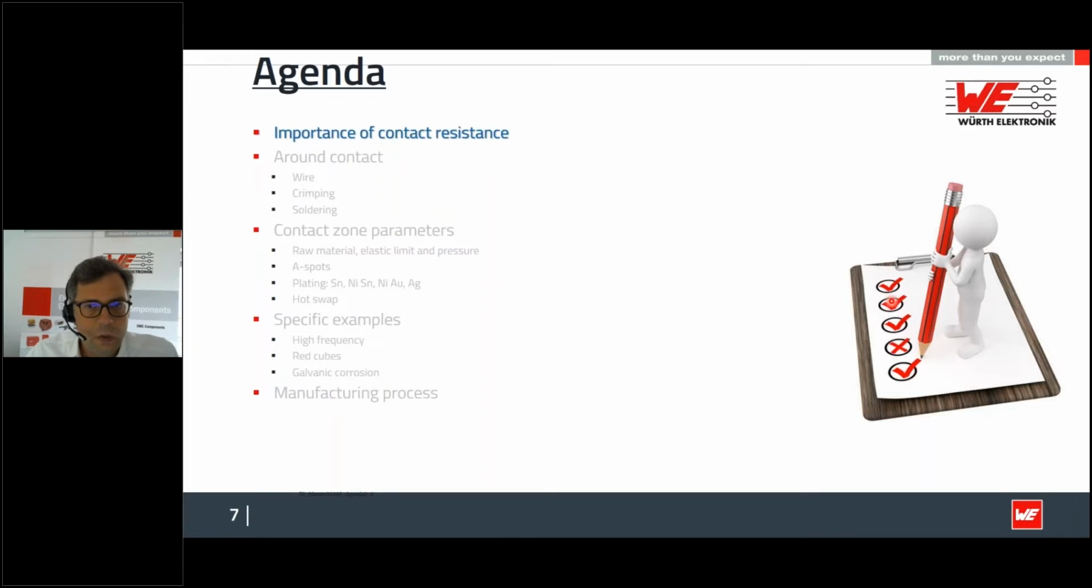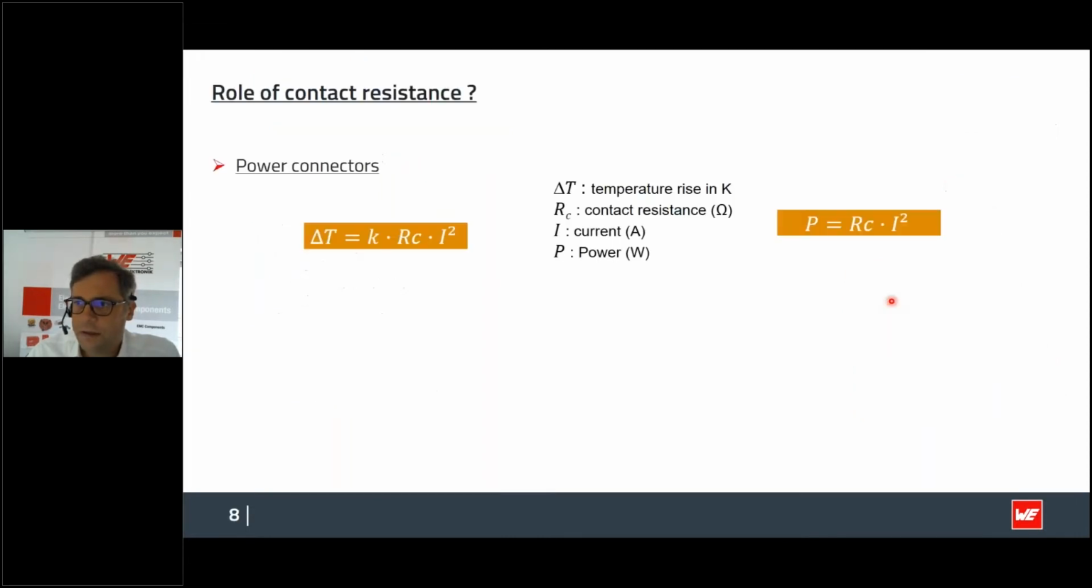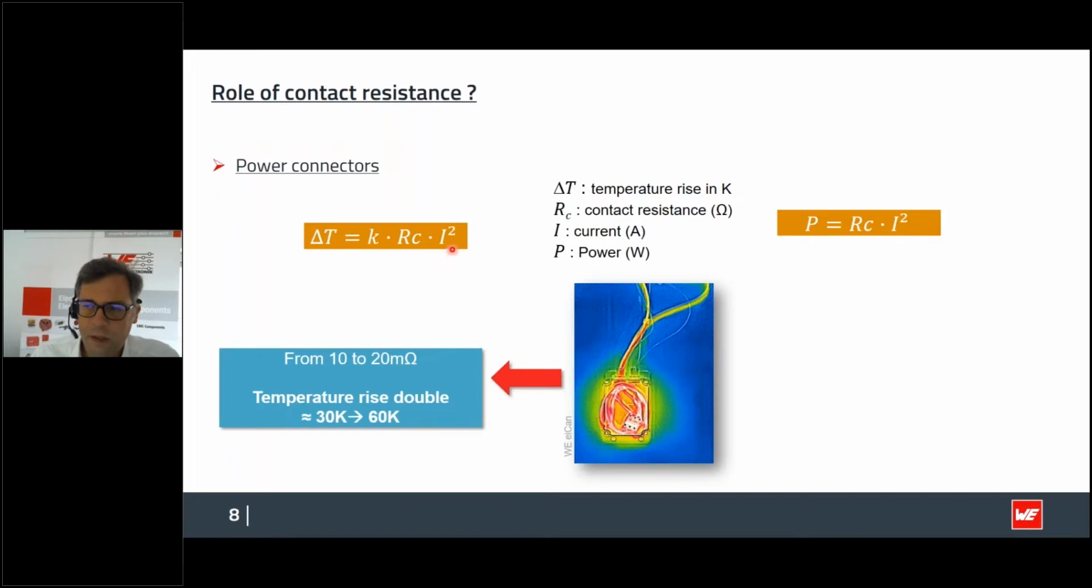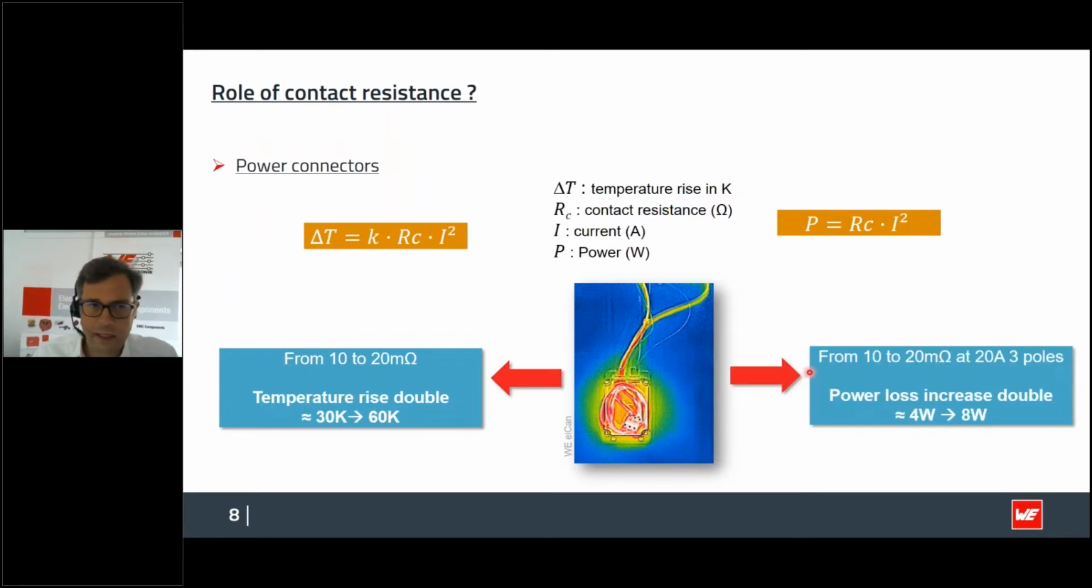So first of all, maybe to highlight the importance and why the contact resistance plays such a big role. What you can see in that formula is that there's a square function inside the formula about the current rating. That means if you double the resistance, you also get a doubling on the left-hand side, the temperature rise, and also on the other side, the power losses. And for many connectors, especially when it comes to current rating, power losses are a big issue.